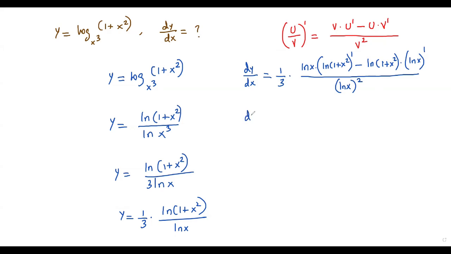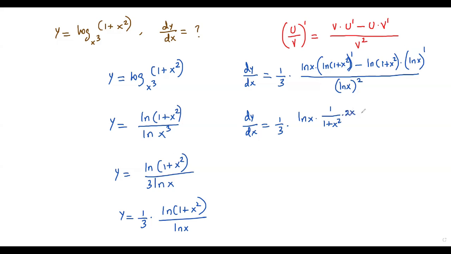Okay, so then the next step, dy over dx equals 1/3 times ln x times, when I find the derivative of this ln of 1 plus x square, first I have to get the derivative of this natural logarithm. For that I have to write 1 in the numerator, and whatever argument I have over here should be written in the denominator. Further, I have to do the derivative of this argument by chain rule. The derivative of this 1 becomes 0, and the derivative of this x square becomes 2x.